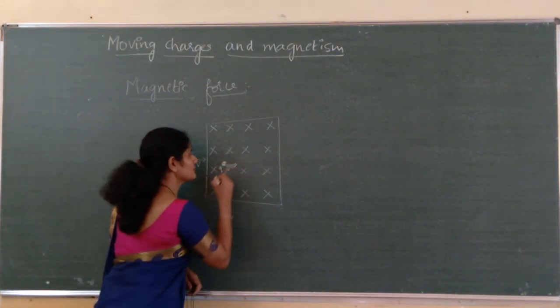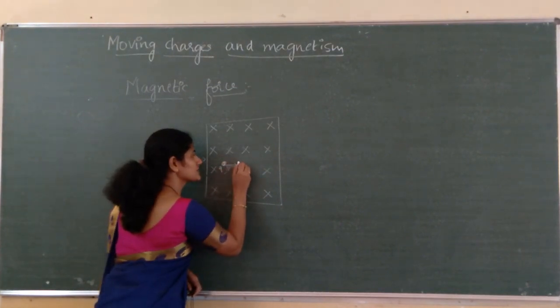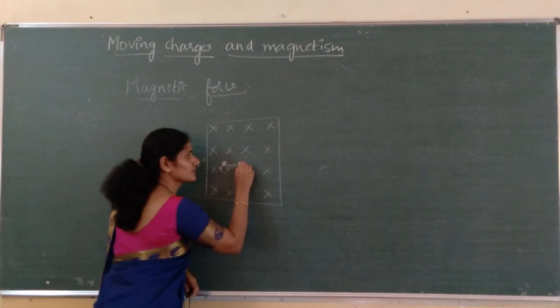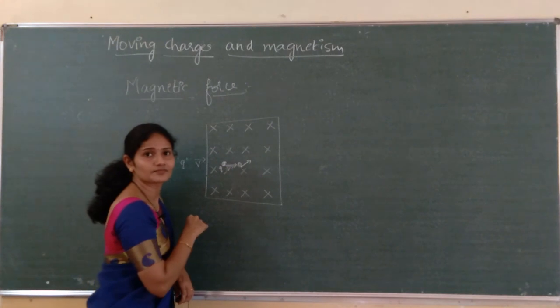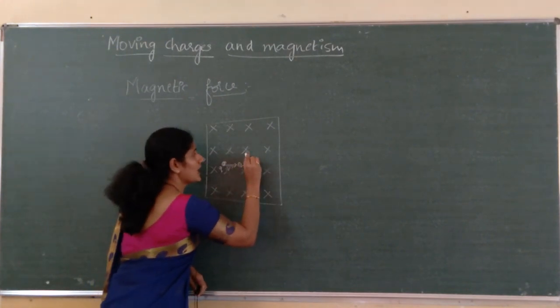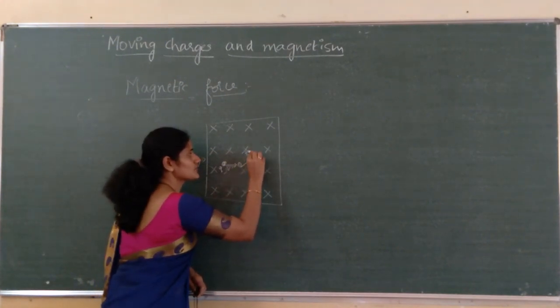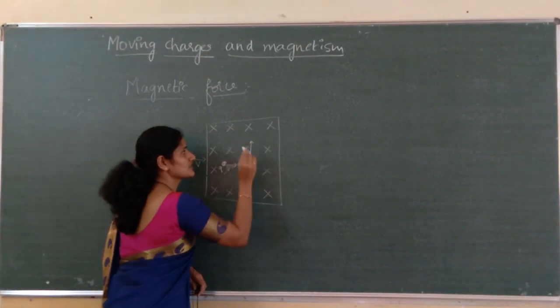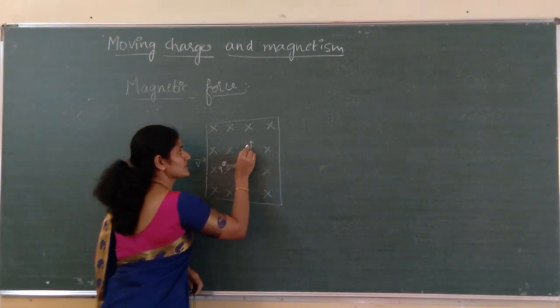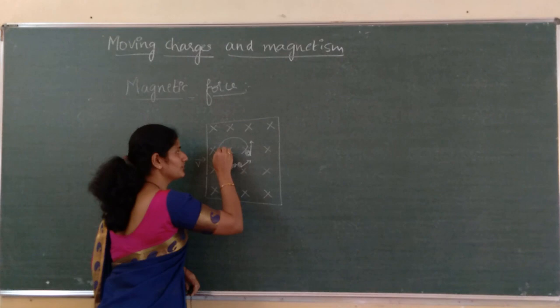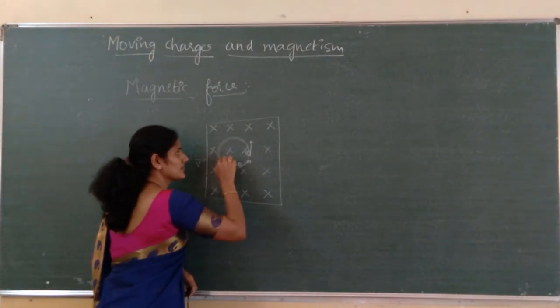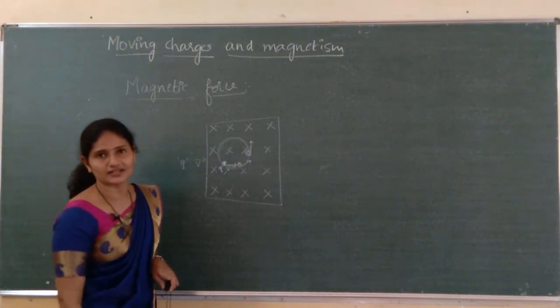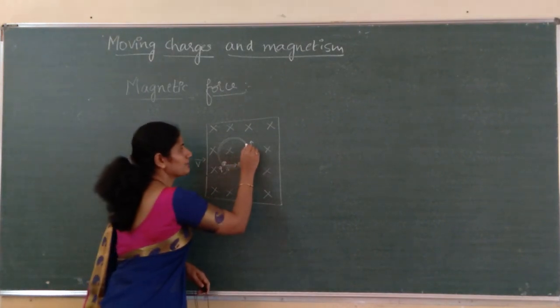So, after t seconds later, the charge comes here. Now, the direction of velocity is like this. After a few seconds, the charge will come here, and its direction of velocity is like this. So, the particle will move like this. It will follow a circular path. Why is this happening?